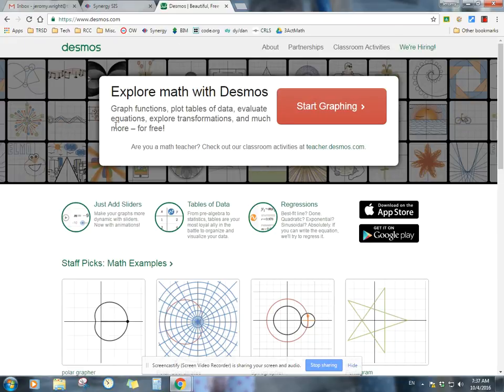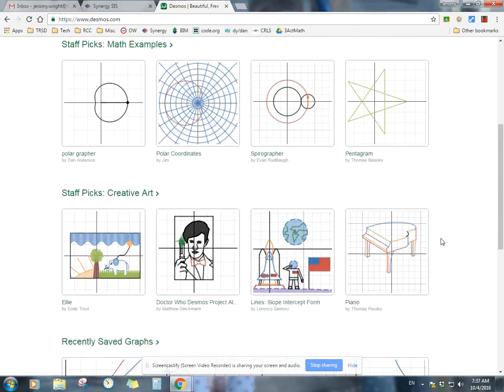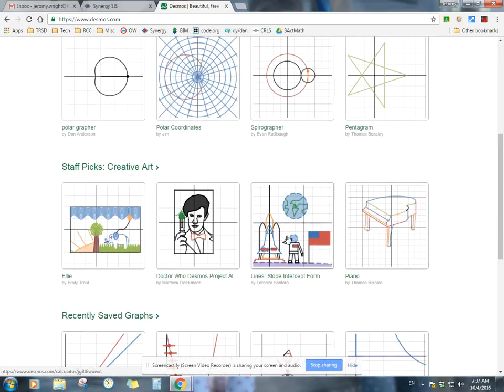When on desmos.com, if we want to go directly to the calculator, we just click Start Graphing. But there are also many other things on the site available. There are tutorials. You can see here some links that you can click on that will help you learn how to use the calculator more effectively. Here there are staff picks of graphs that others have made. Typically these are more math related. And then below we have creative art.